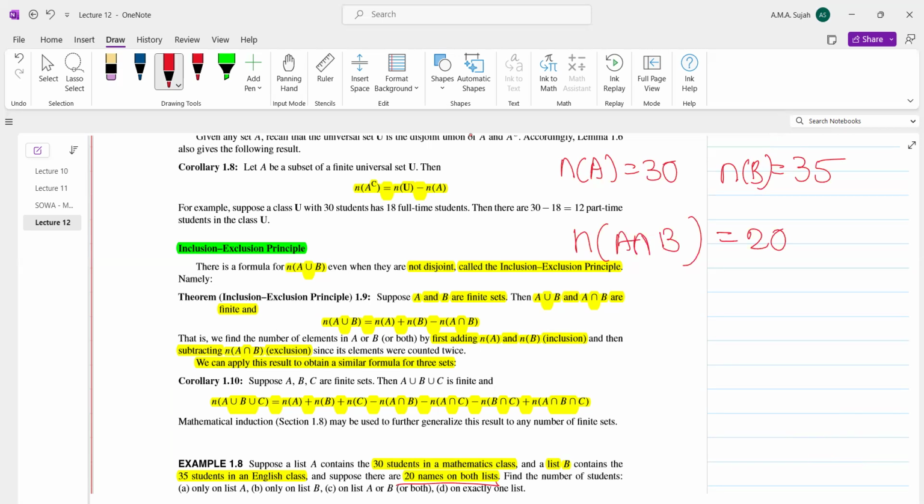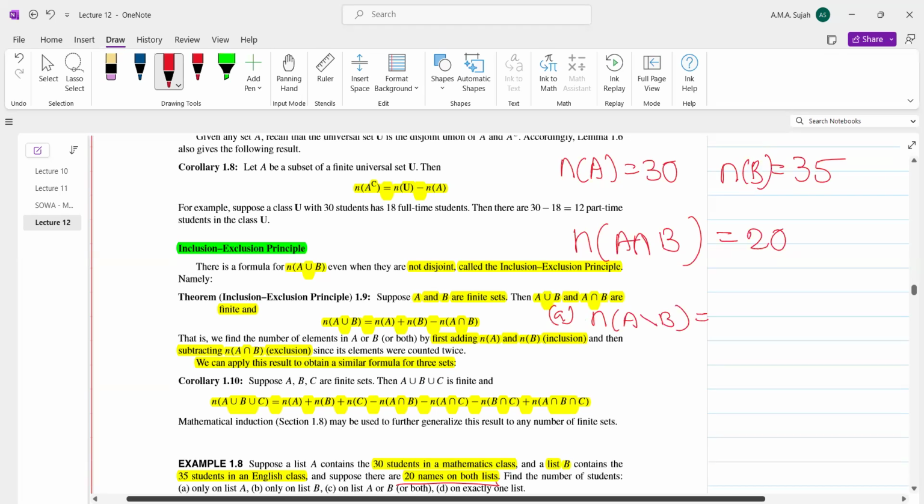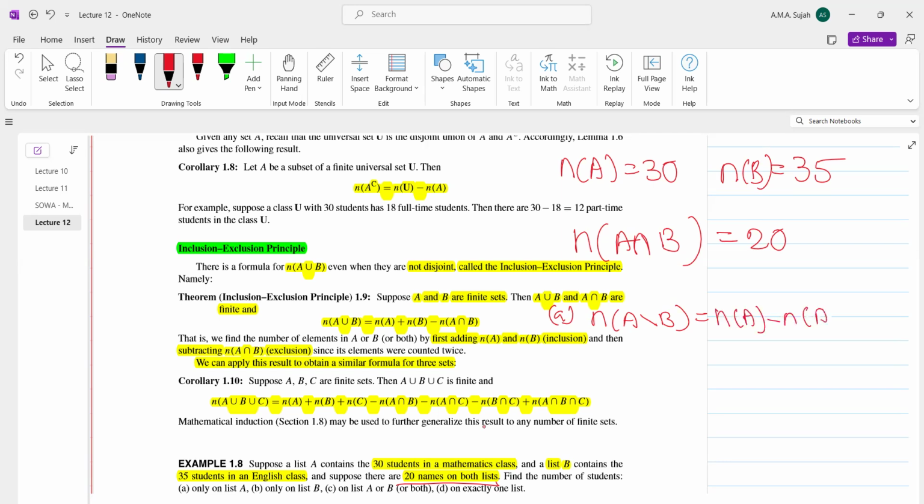Now they are asking some questions. So what is the first question? They are asking only on list A. Only on list A means what? Number of only on A means A minus B. So how can you find out A minus B? We already discussed an equation: number of A minus number of A intersection B. Don't you remember this equation?